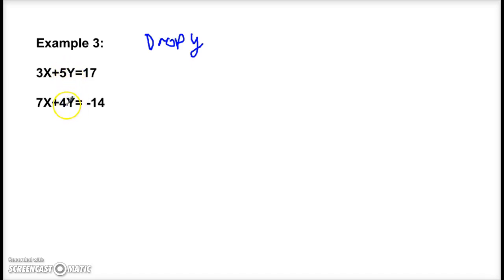I've got 5 and 4. Remember, my goal is to make these drop out. So I want to find numbers I can use to multiply so that I end up with coefficients of y that are the same, except for the signs. So if you look at the 5 and the 4, what you want to do is find a number they both go into evenly. That's also called the least common multiple.